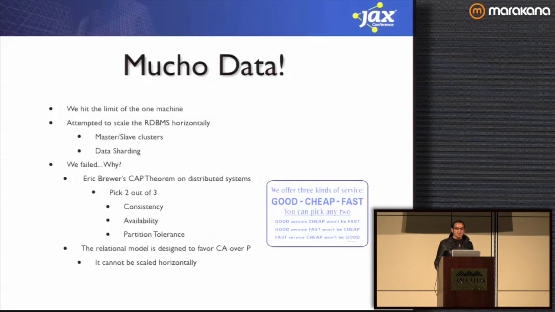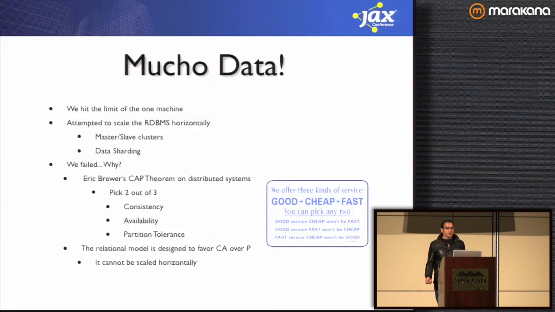And the data, we keep hoarding data, to the point that we hit the limit of the one machine. We just couldn't do anything to make it better anymore. So we attempted to scale out the RDBMS system by running relational databases on a cluster. And we have these master-slave architectures. We started doing data sharding, where you take your data set and shard it by some kind of key, like employees from A to F are on node 1, and from F to Z are on node 2, et cetera. But we failed. That did not work.